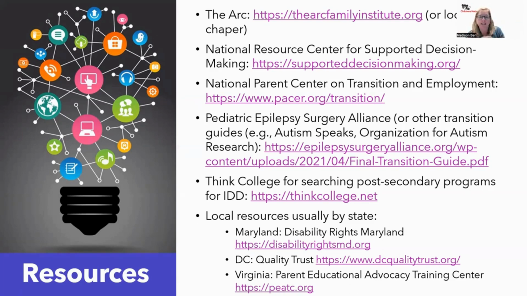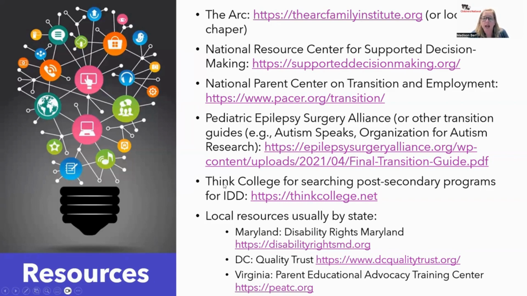Autism Speaks has one. Organization for Autism has one. And they all have similarities, but maybe each has a little bit of a nugget that's helpful for you based on the disorder or other sources of resources or money or something like that that's maybe specific to their disorder. So sometimes these disease or condition specific guides can be helpful, and using the language you need to establish capacity or things like that. So all of these are helpful.